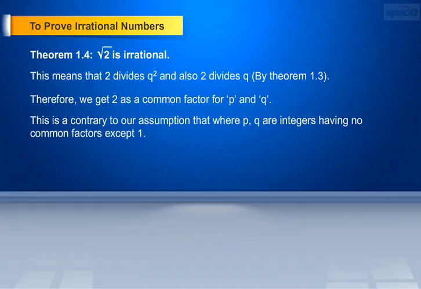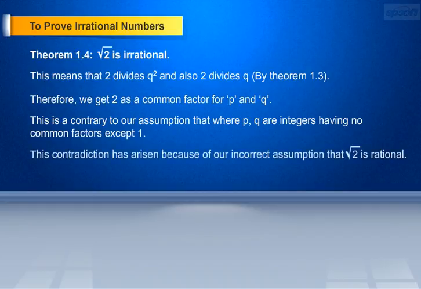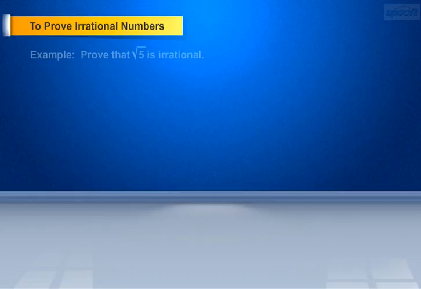This is contrary to our assumption that p, q are integers having no common factors except 1. This contradiction has arisen because of our incorrect assumption that root 2 is rational. Therefore, root 2 is an irrational number. Prove that root 5 is irrational.